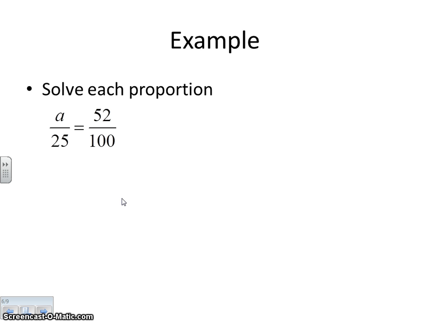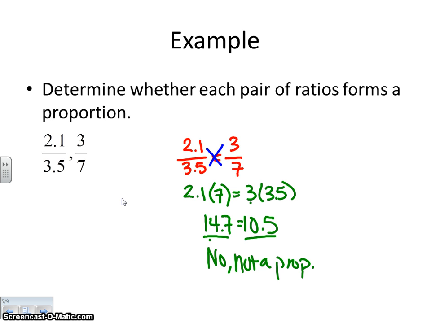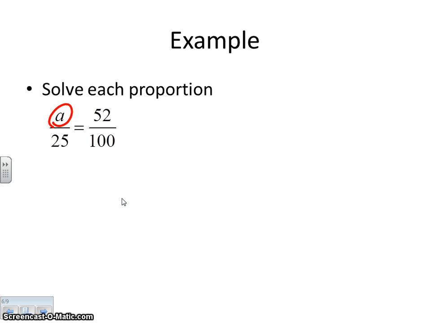Okay, well now we're going to throw in a little bit of algebra. Yay, algebra! So this one, as you can see, is a little bit different than the last one because I have a variable, variable A. Now, I'm going to set this up exactly how I just did with my proportion, with the two ratios equal to each other. So I have A over 25 equals 52 over 100.